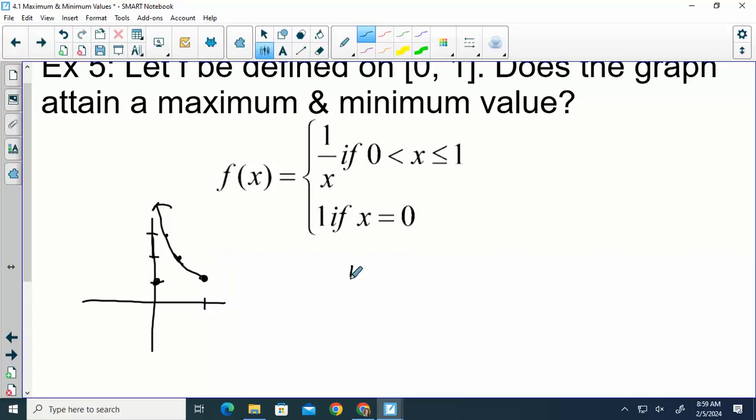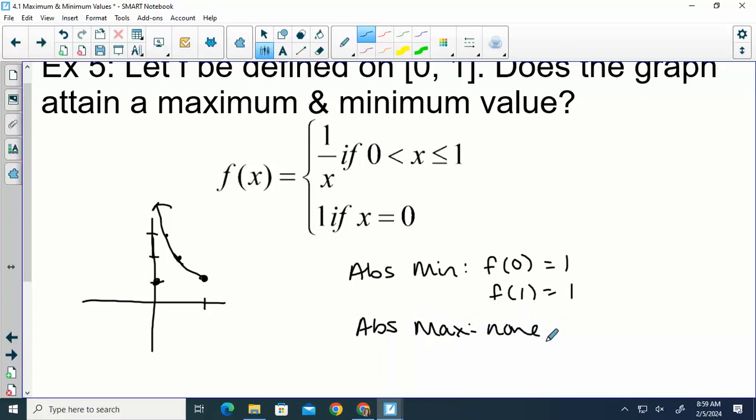Do we have an absolute min in this one? Yes, we have 2 of them. f of 0 equals 1 and f of 1 equals 1. So 2 absolute mins, but do we have an absolute max? No. Because of that vertical asymptote. So we have to watch. If it's not continuous, we have to look at what's happening to our function.